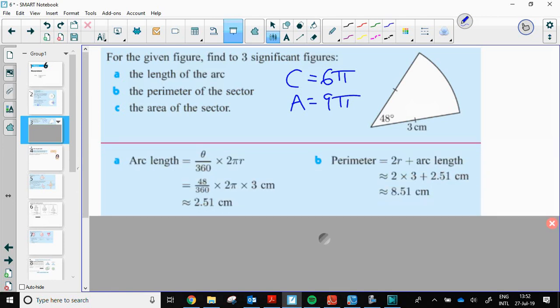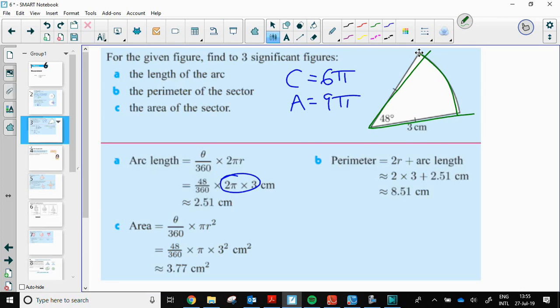So let's just look at arc length first. We've got our 6 pi right here. We know that it's 48 degrees, so we just multiply that by 48 over 360. Great. We get an answer. This is rounded to 3 significant figures. A more accurate answer would have been 2.513. So we just keep it as 2.51. Next, for the perimeter, we're just going to take that arc length, which we just calculated, plus 2 of the radii. Each of the radii is 3, so we're just adding 6 to our 2.51. We're getting 8.51. And then finally, for the area of the sector, we're going to take our 9 pi and multiply that by 48 over 360.